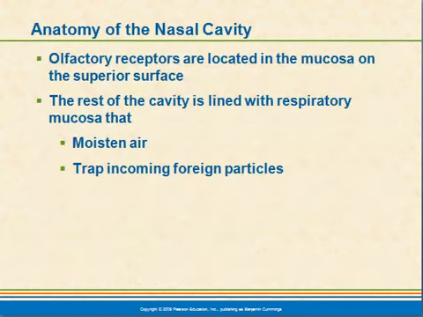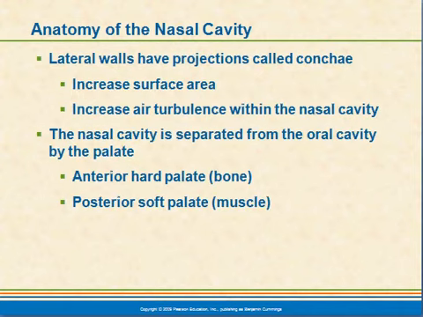The rest of the cavity is lined with respiratory mucosa, its purpose to moisten the air and trap incoming foreign particles. On the walls, again, we have those lateral projections called concha. They increase the surface area and increase air turbulence within the nasal cavity so that any material that comes in can stick to the mucus. Additionally, this allows us to warm the air.